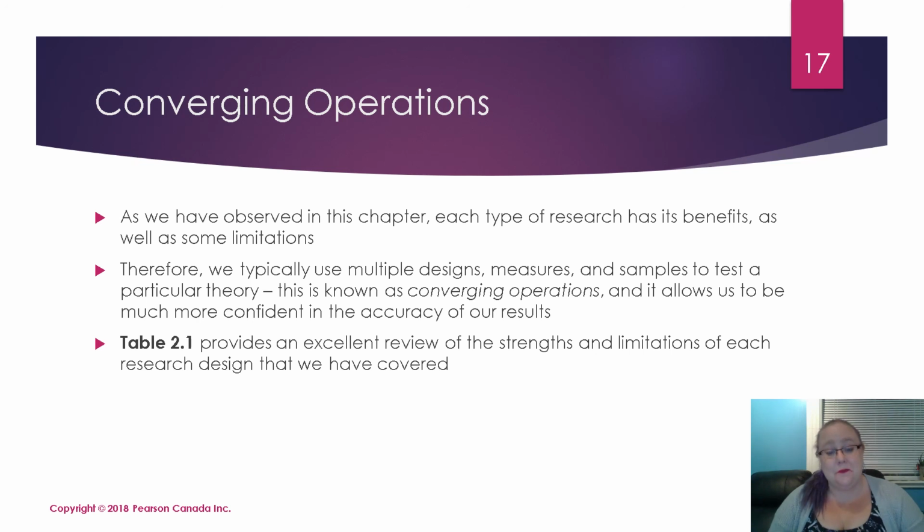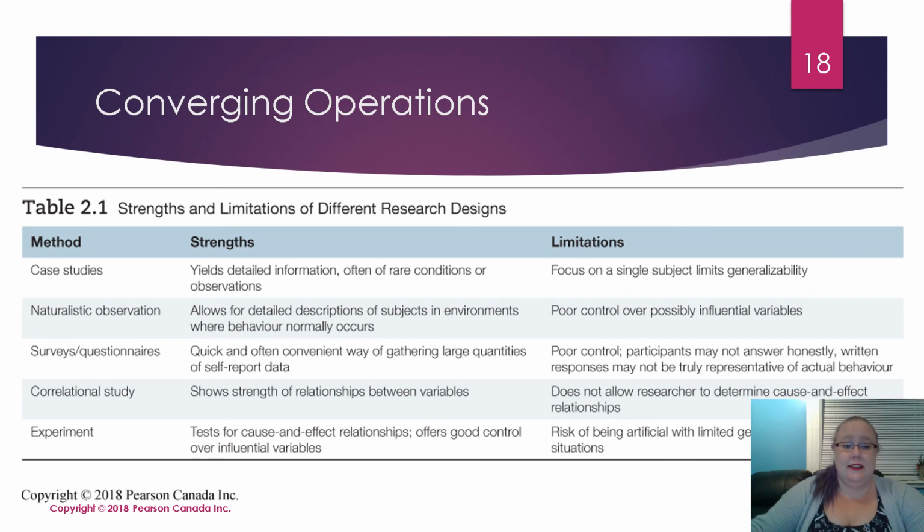So the very last thing I'm going to show you in this section is Table 2.1. It's got an excellent review of the strengths and limitations of each of the research designs that we've covered so far. So here it is. You can see they talk about case studies, naturalistic observations, surveys, questionnaires, correlational studies, and experiments. The first three here are your descriptive methods that we talked about. Then you've got correlations, experiments, and it gives you at least one strength and limitation for each.